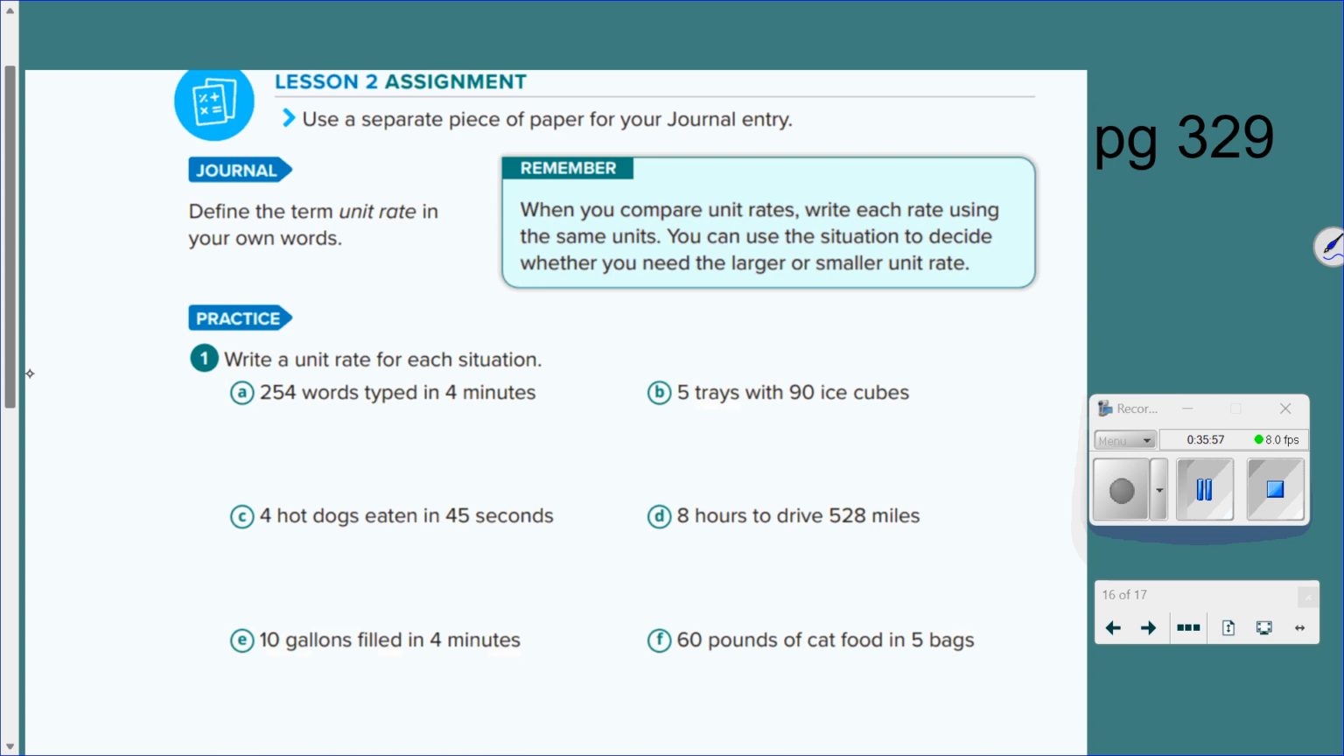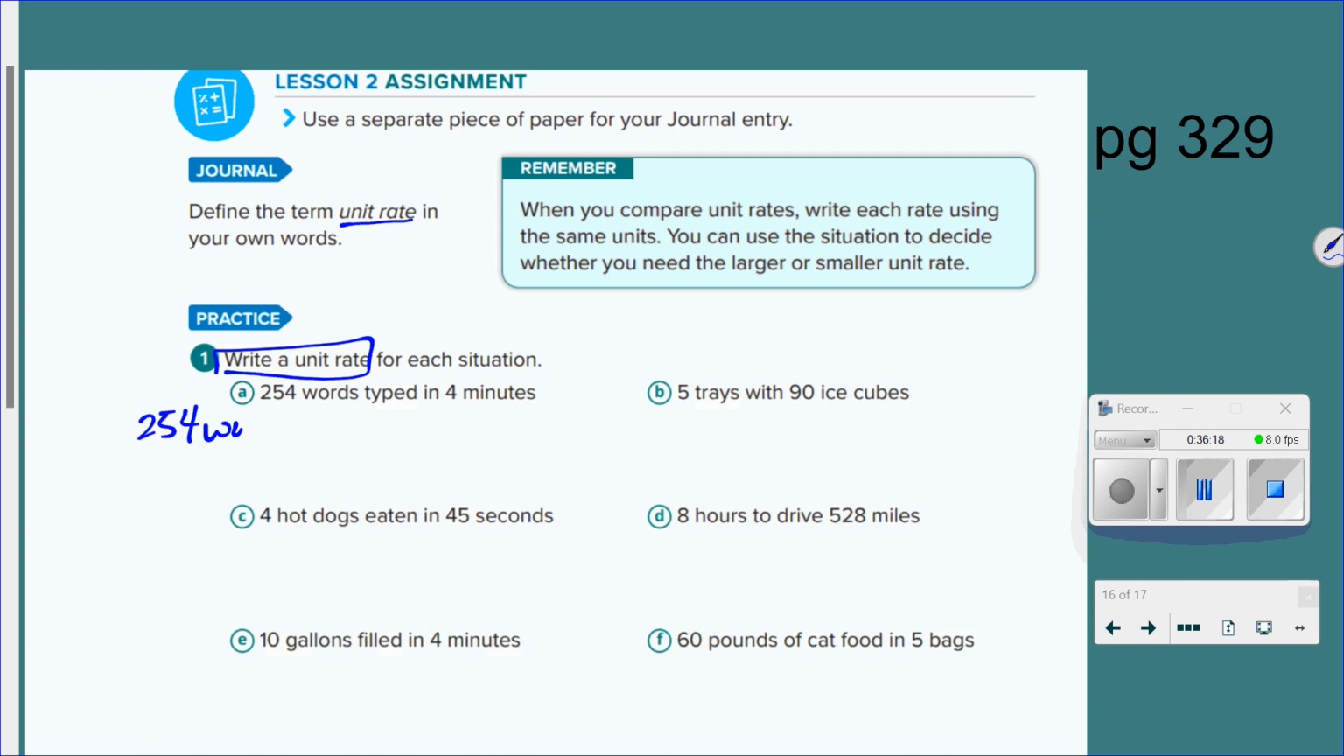This key defining unit rate, words, that should be a very easy journal entry. We've given you the rates. Write a unit rate. Does it tell you which one you have to do? No, here's your Mr. Moore tip. Use the single digit number. Okay? So whichever one is single digit, that's what I'm going to divide by, because it didn't tell me which one I had to do.